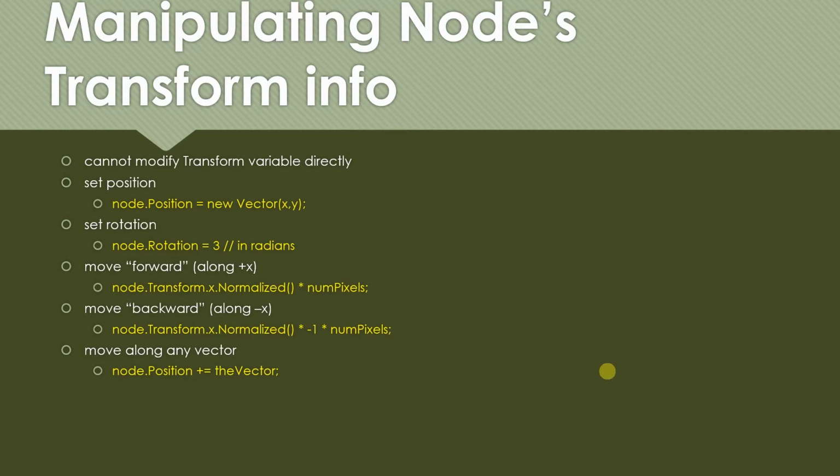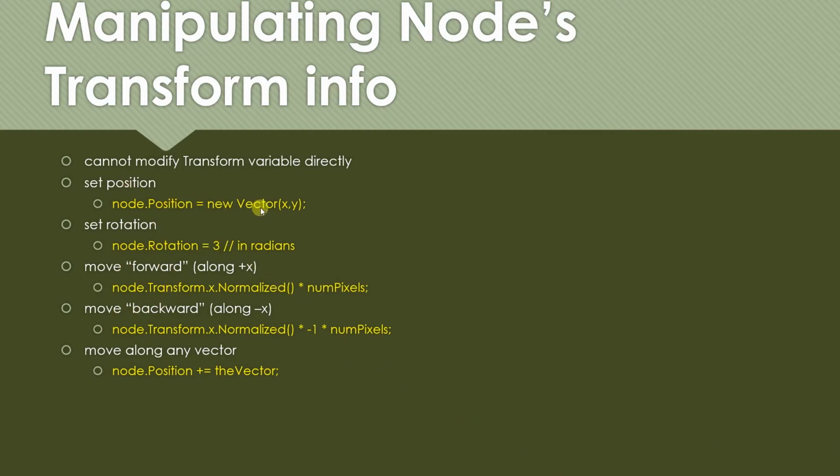So I mentioned earlier that the transform property kind of represents the local coordinate space of a node. So its origin, its x vector, and its y vector. You can't, though, directly modify that variable, that property. But you can modify it through a bunch of other stuff.